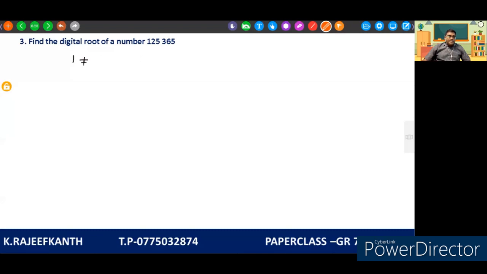Here 1 plus 2 plus 5 plus 3 plus 6 plus 5. These are the 6 digits of that number. So I am going to add these 6 digits. Then 1 plus 2, 3; 3 plus 5, 8; 8 plus 3, 11; 11 plus 6, 17; 17 plus 5, 22. Then 22 is a 2-digit number, right? So we have to get a single digit. Then again I have to add these 2. So 2 plus 2 is equal to 4.